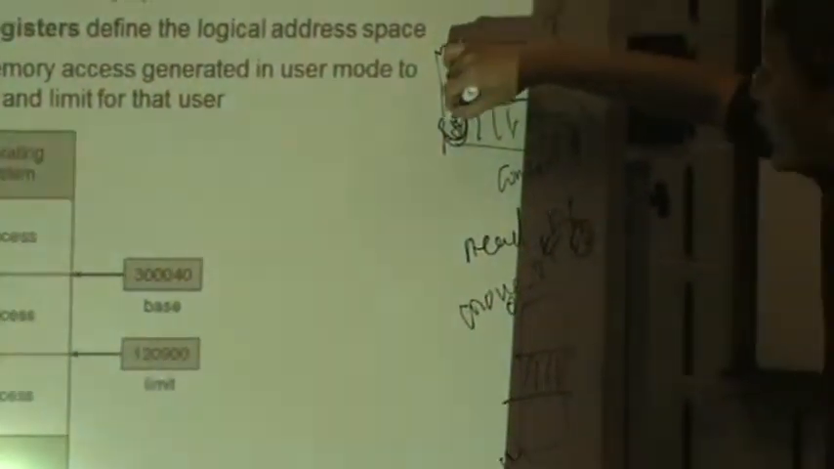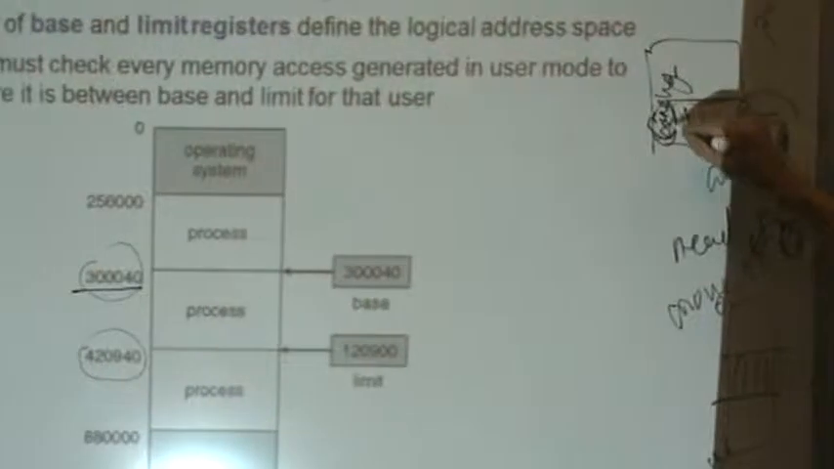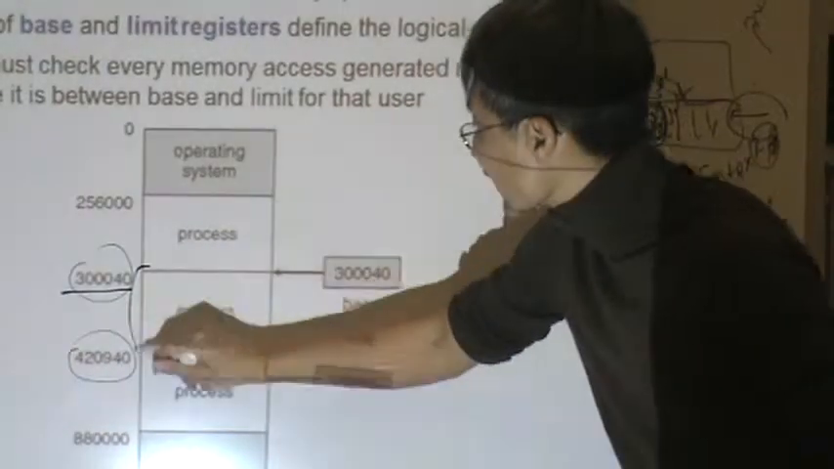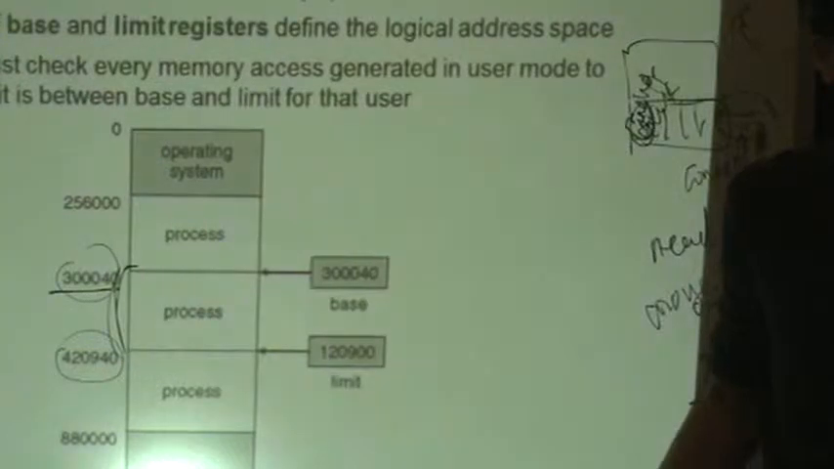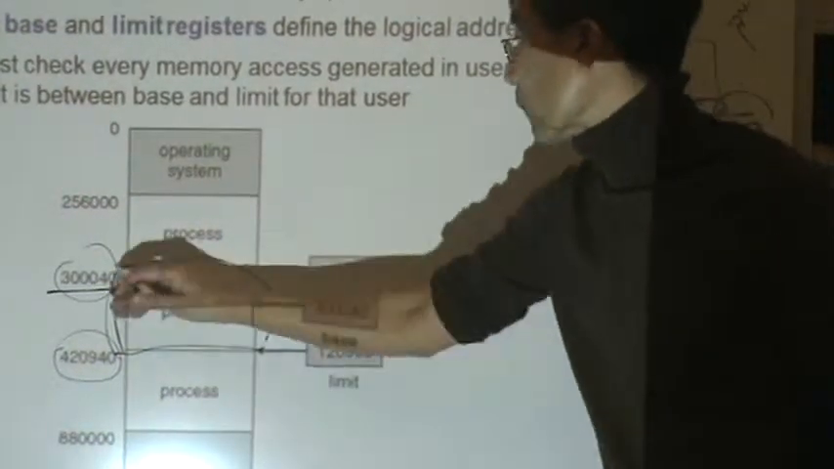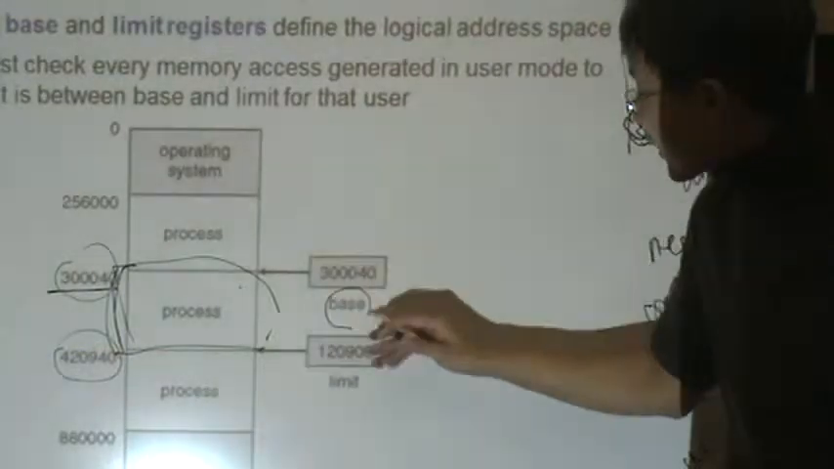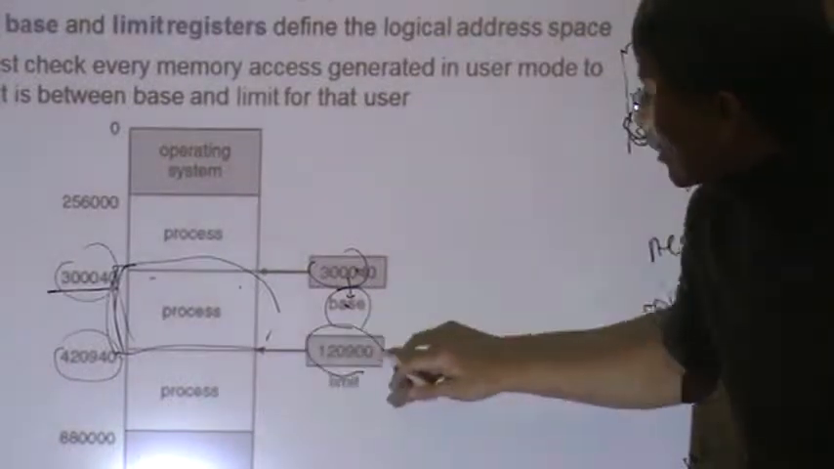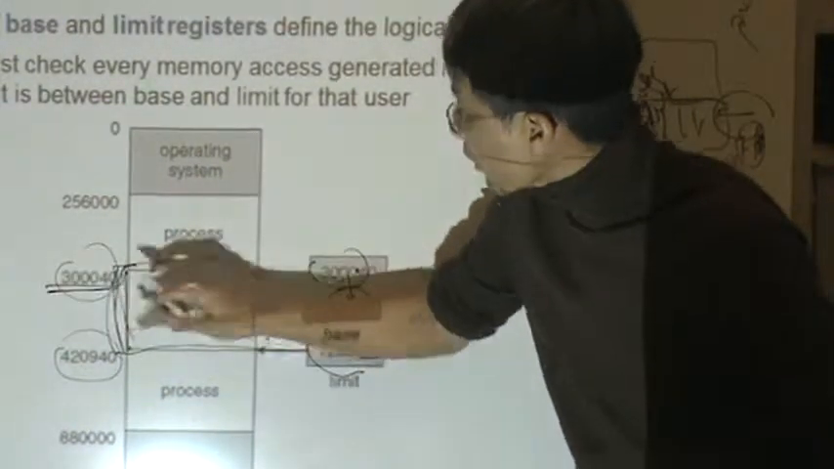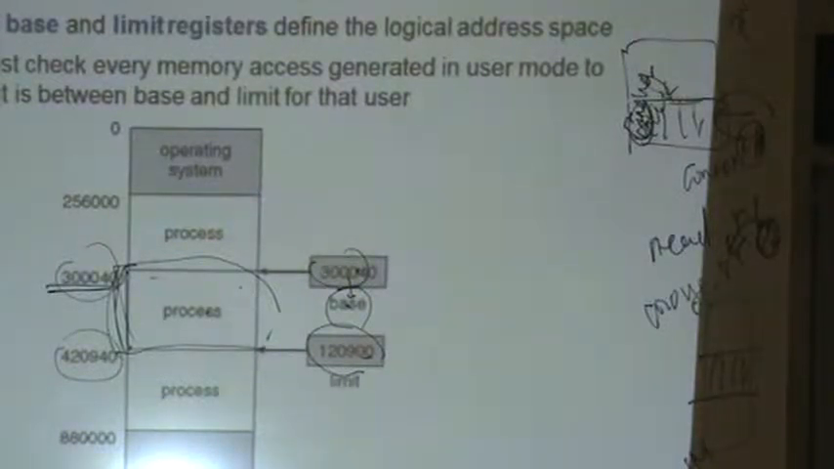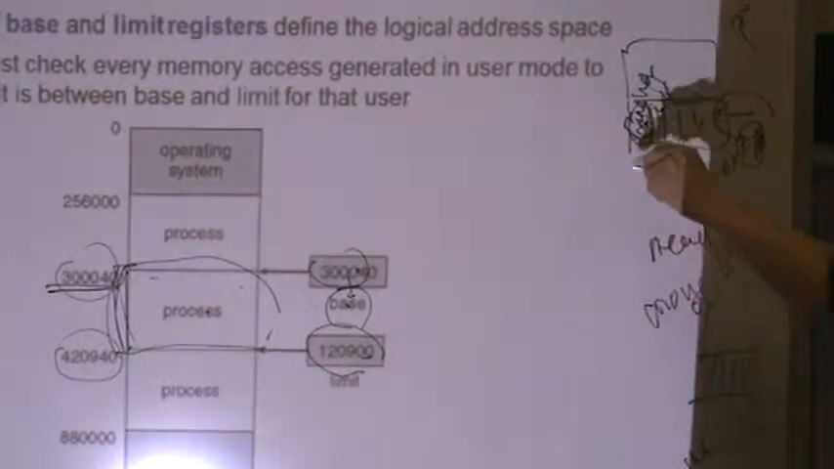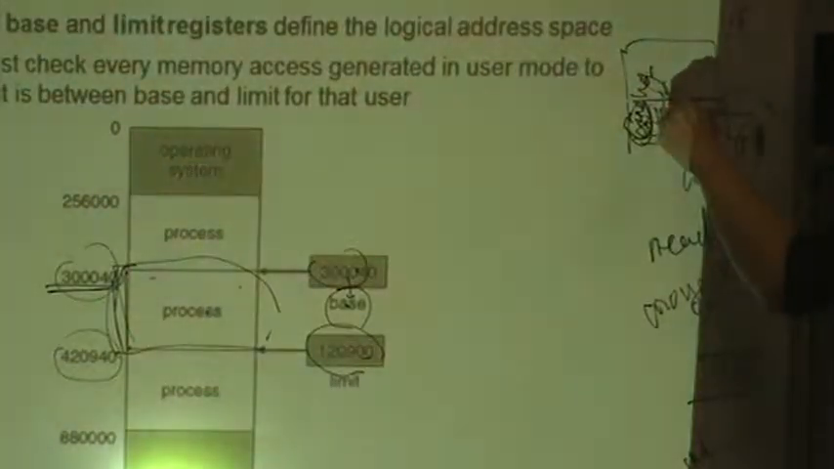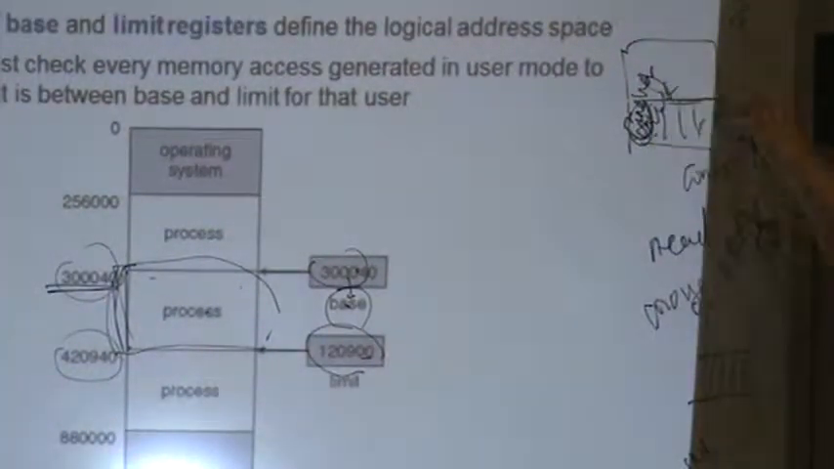The base register has the starting address of the process, and the limit register is the size, the offset, of the process address space. Then using the base plus the limit, you can know where this process is located. Where can the CPU get such data? There are registers. This register information will be copied during the context switch. So that is the base and limit register.